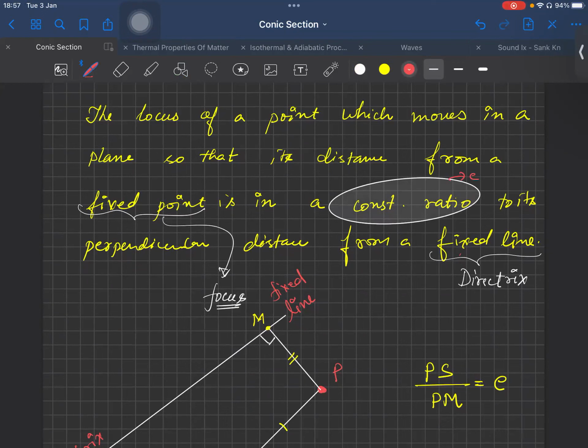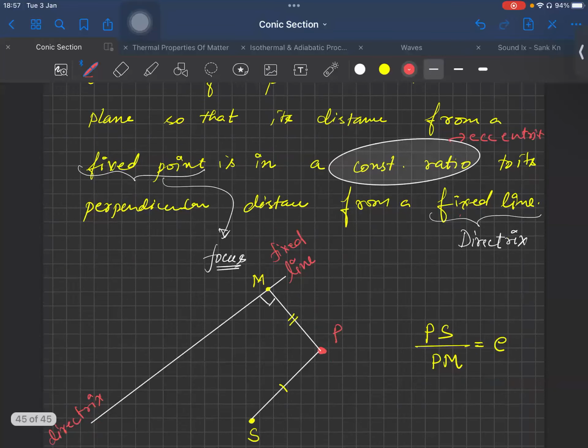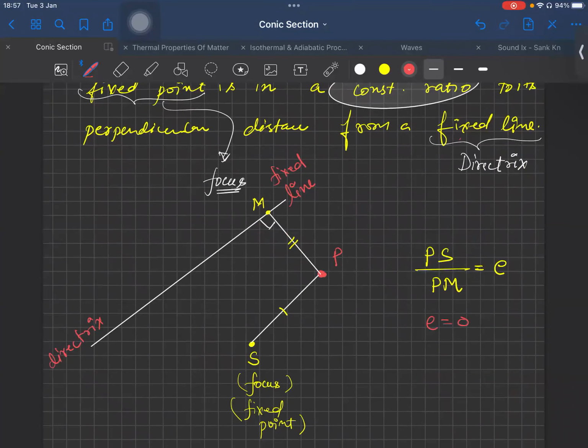Now, if eccentricity is equal to 1, we say it is a parabola. If E is lesser than 1, it will form an ellipse. And if E is greater than 1, it will be a hyperbola.